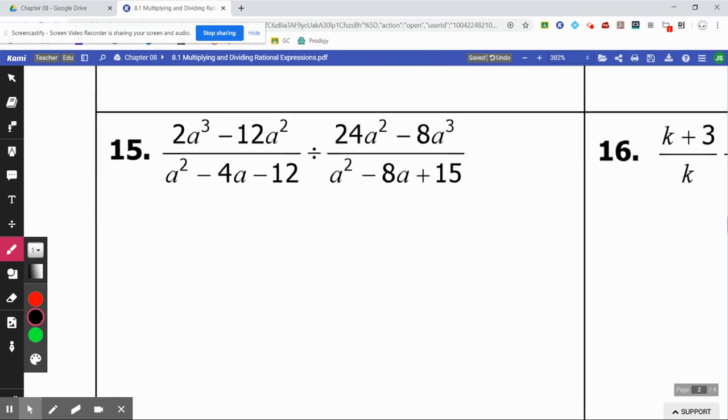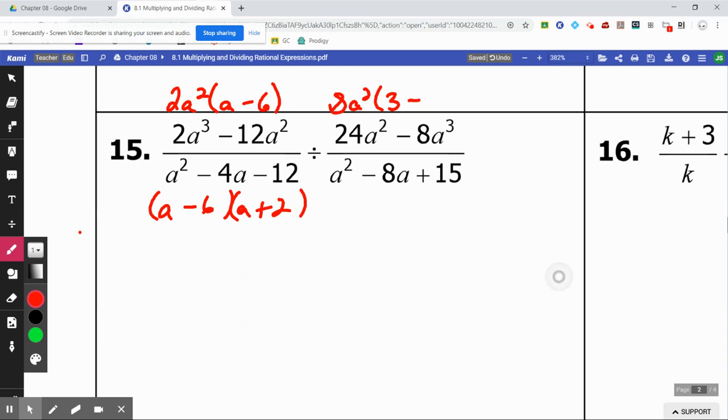Again, I'm going to factor it where it's at so that when I flip and multiply, I don't have to factor in a different step. So we're going to pull out a 2 and an a squared here. You're going to be left with an a minus 6. We'll go ahead and factor the bottom next. Adds, multiplies is going to be a negative 6 and a positive 2. Here we're going to factor out an 8a squared. You're left with a 3 minus a.